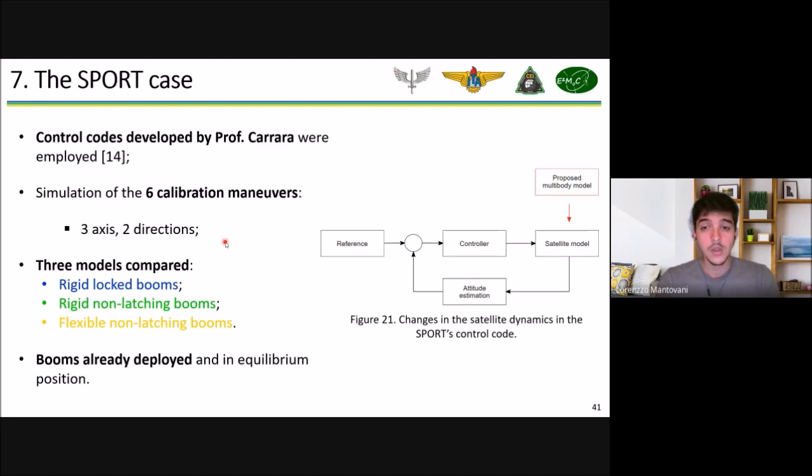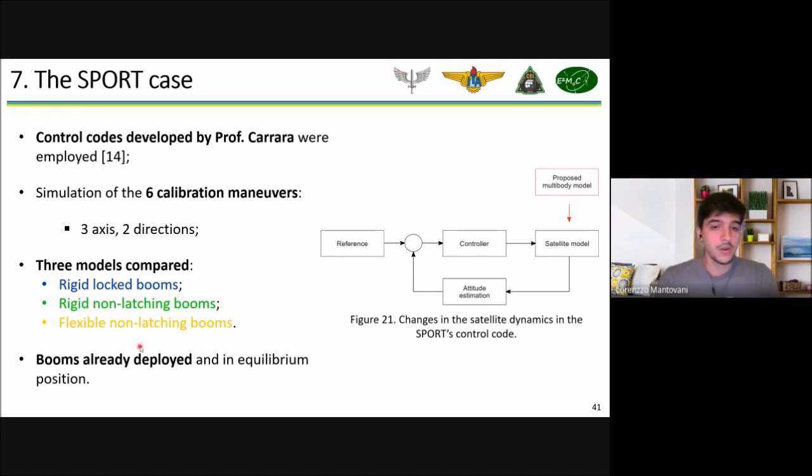So what we did was to get the SPORT control system simulation environment that was developed by Professor Kahara and change just the satellite model. The first satellite model here was just a rigid body, and we replaced it by our proposed multi-body model with flexible booms. And we did not change anything else, just the satellite model. And we compared 3 distinct cases. A rigid locked boom, that's the ideal rigid body, where the boom does not move, it is rigid and everything. We compared it to a model with rigid non-latching booms and flexible non-latching booms to see the differences.